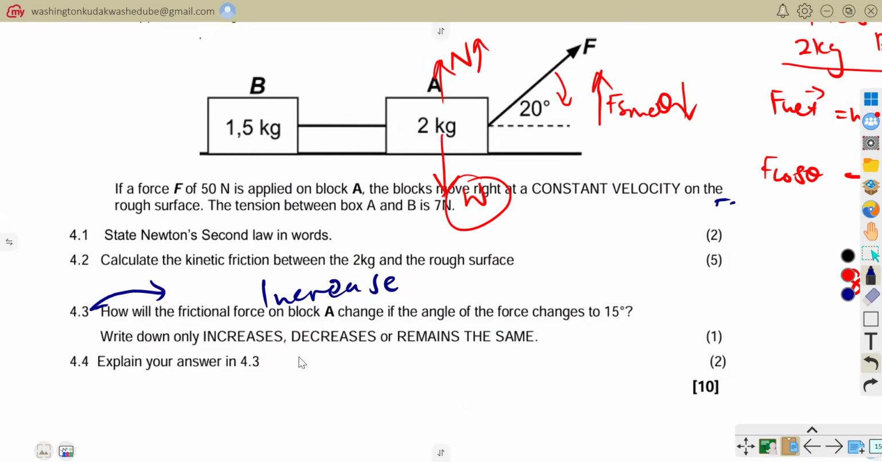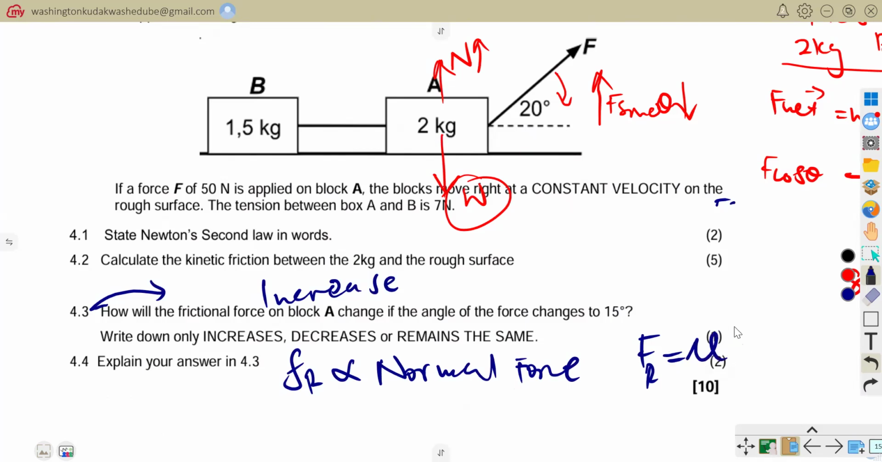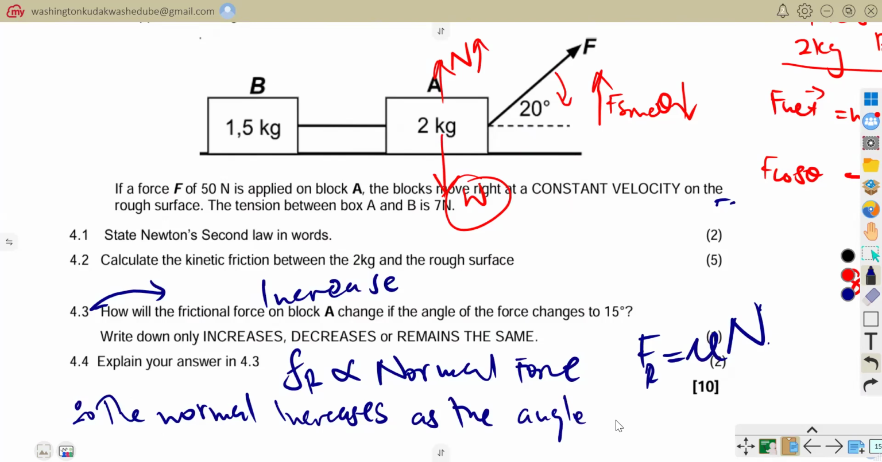You would say that your frictional force is directly proportional to the normal force, from this equation: frictional force equals the coefficient of friction times the normal force. So you know that the frictional force is directly proportional to the normal force. Therefore, the normal force increases as the angle decreases. Thus, frictional force also increases.